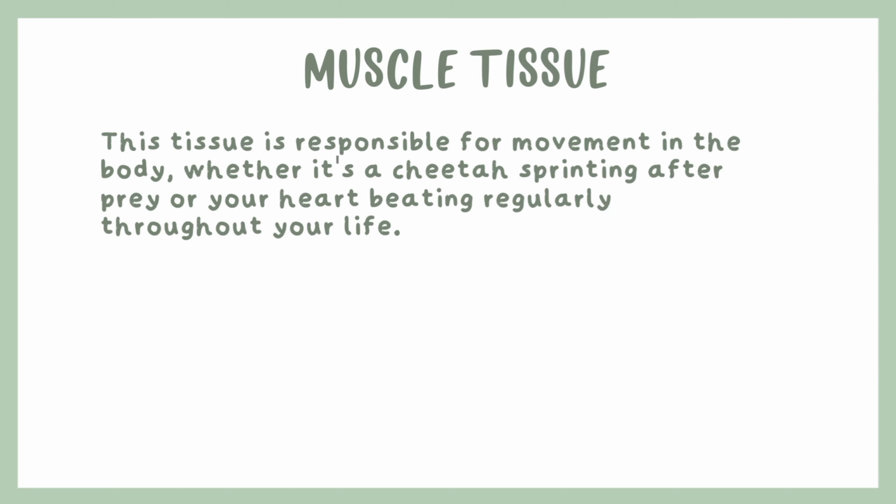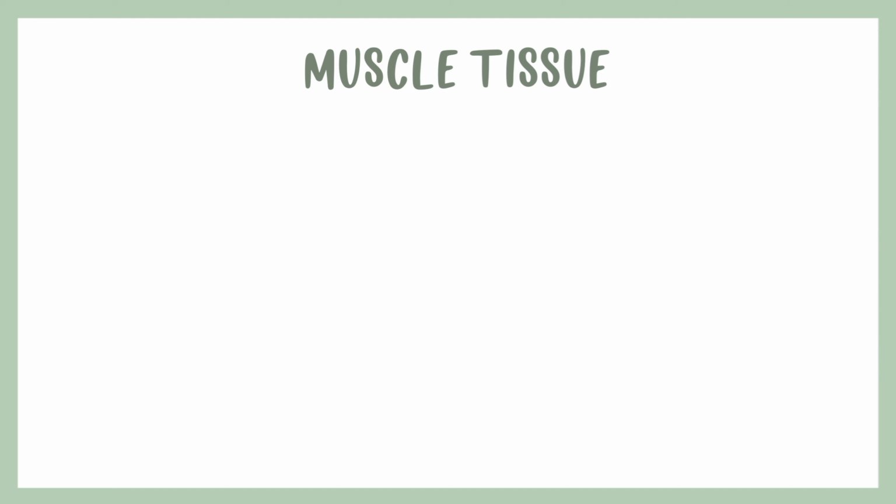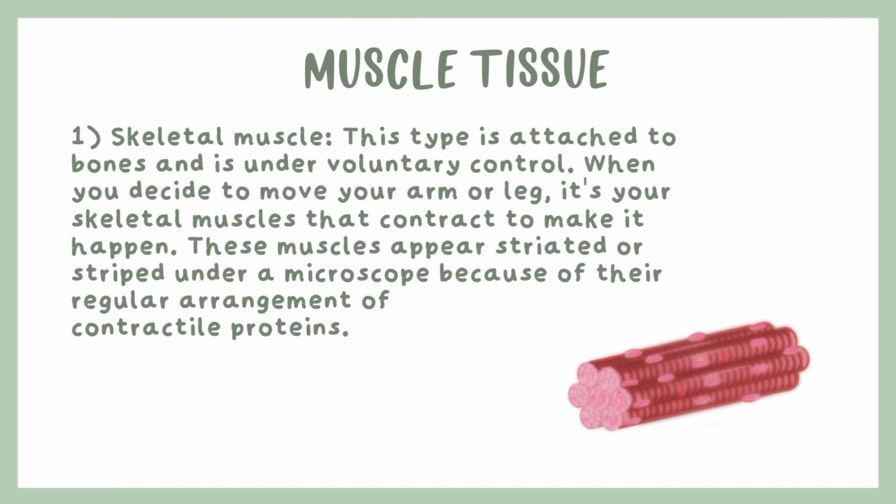Third on the list are muscle tissues. This tissue is responsible for movement in the body, whether it's a cheetah sprinting after prey or your heart beating regularly throughout your life. There are 3 main types of muscle tissue. Skeletal muscle. This type is attached to bones and is under voluntary control. When you decide to move your arm or leg, it's your skeletal muscles that contract to make it happen. These muscles appear striated, or striped, under a microscope because of their regular arrangement of contractile proteins.